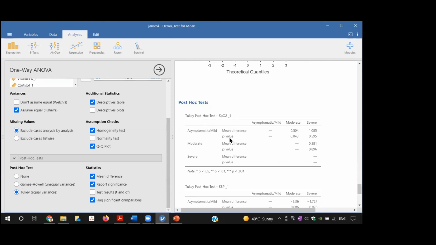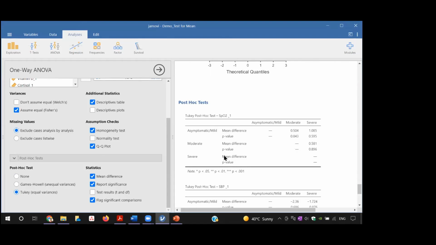It tells you the difference, like see the first group. This tells you the mean difference between moderate and asymptomatic and mild. And this tells you the mean difference between severe and asymptomatic. Similarly, this tells you the moderate and severe. That's it, because the severe we have compared already. So these are the group comparisons. But since there is no star mark, it is not significant.